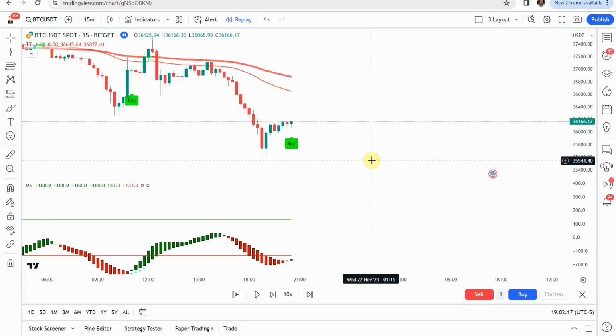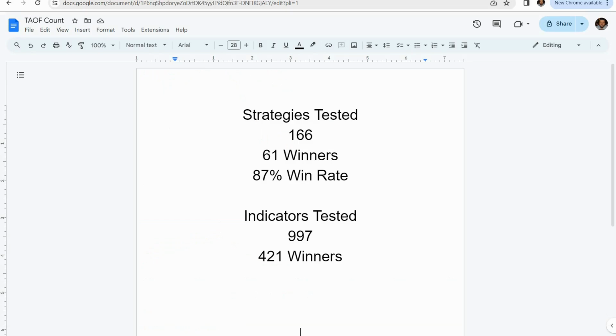Alright, as I said, today we'll be testing a 15-minute crypto scalping strategy. Before we do though, I wanted to put the testing scoreboard up for everyone to see. So to date, we have tested a total of 166 different strategies, with 61 of them being winners. The best one so far was able to achieve an 87% win rate. That was achieved using the Academy of Forex indicator. We've also tested a total of 997 indicators, with 421 of them being winners.